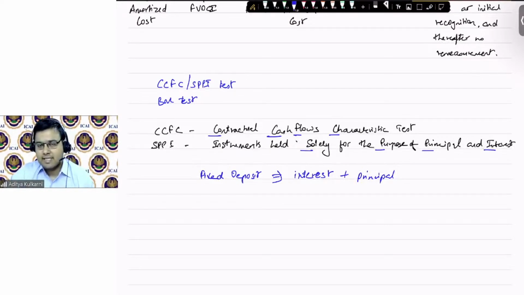Or you can say that I had held this instrument only for collecting principal and interest. I don't want anything. And therefore, it passes the SPPI test or the CCFC test. You use the words interchangeably. दोनों एक ही चीज है, but sometimes some people call it CCFC, some people call it SPPI. You can use whatever you want.